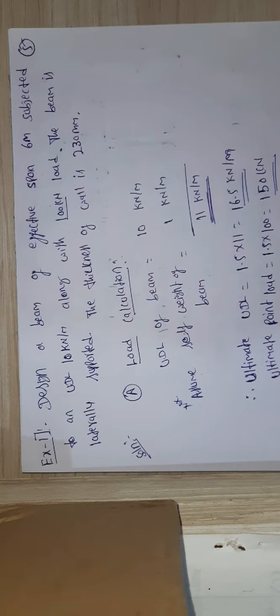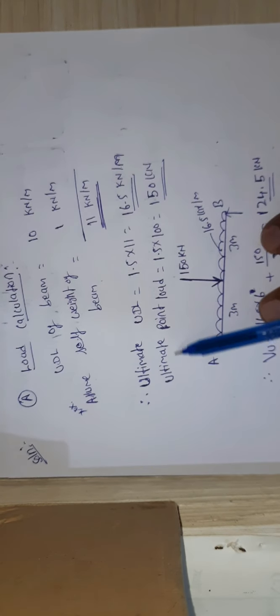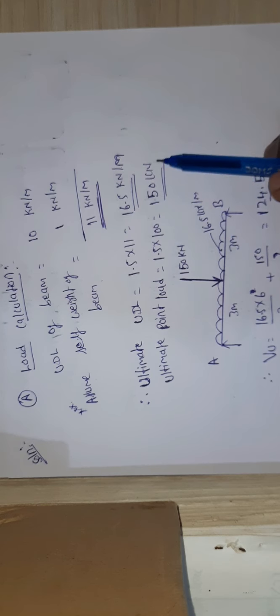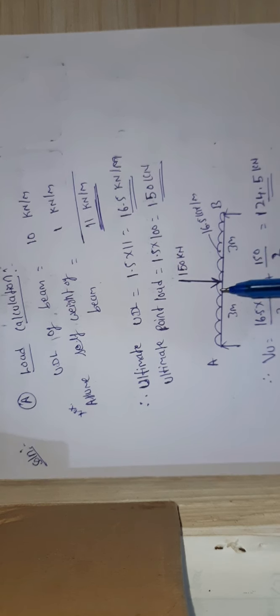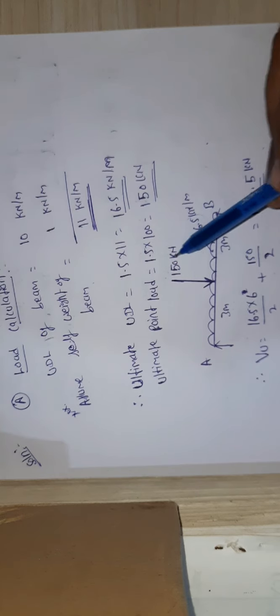Similarly, calculate the ultimate point load. The point load is also given, so calculate the ultimate point load. You multiply 100 kilonewton with 1.5, so it comes to 150 kilonewton. Now I put it in a beam diagram, so you can see I represented the loadings. What I have given here is the ultimate load.